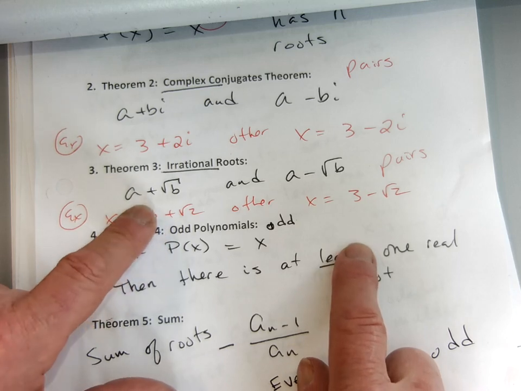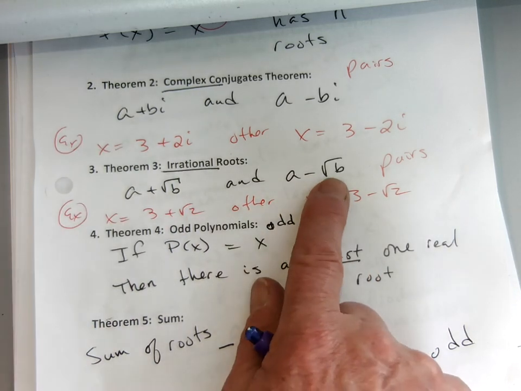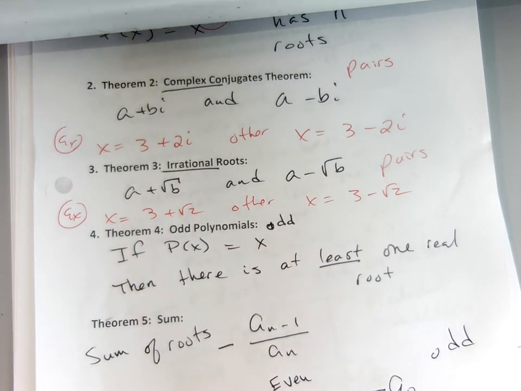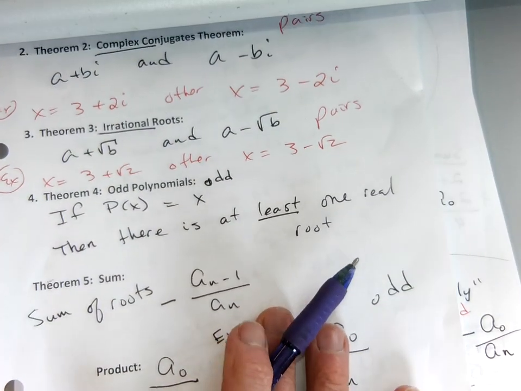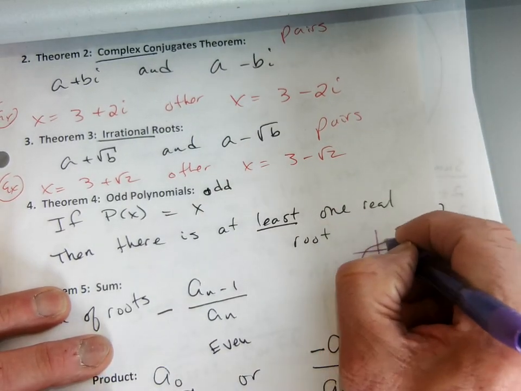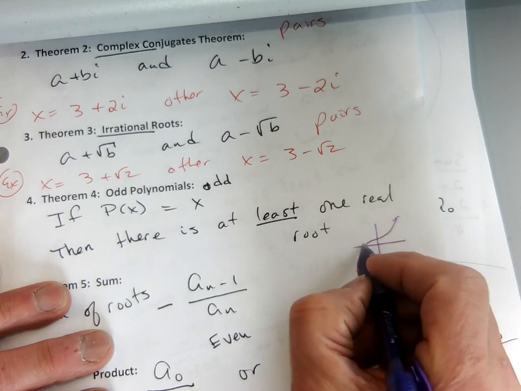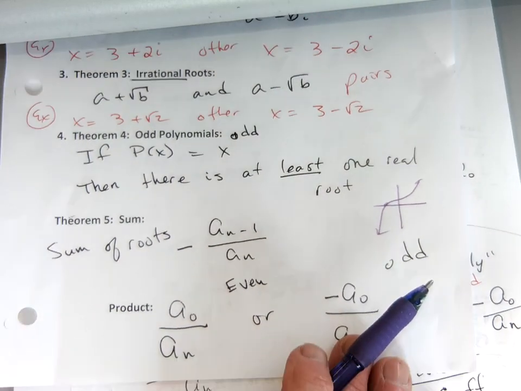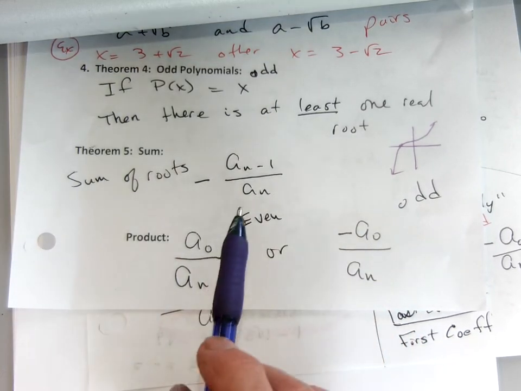So if you have like a plus square root of b, it has to have another one, a minus square root of b, and that's called a conjugate, okay? And then theorem 4, we knew if it was odd, every odd graph is going to have to go through the x-axis at least once. So if it's an odd power, you'll have at least one real root. We knew that too.